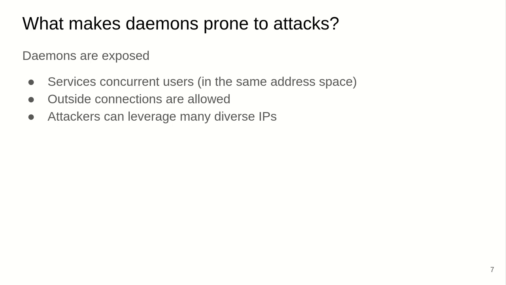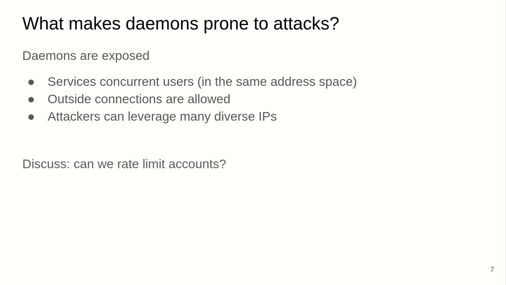So potentially the administrator could be logged in on a connection on the same server that you are logged in on, as a mere user, or even worse, as somebody who's just trying to send an email to the target address. As I already mentioned before, outside connections are allowed, and attackers can also leverage many diverse and different IPs. This makes it hard to, for example, limit the number of connections on a per-IP basis.